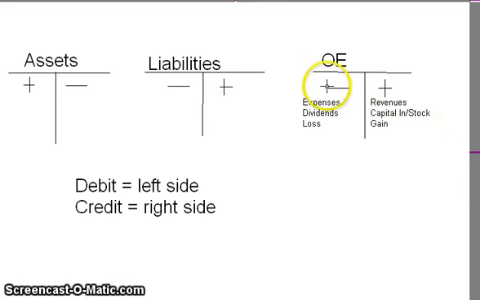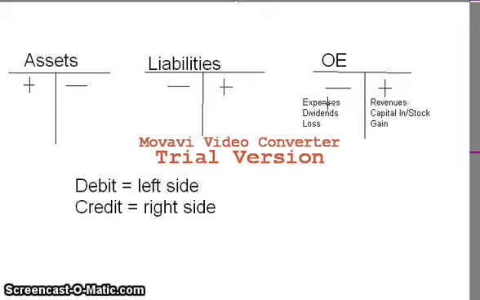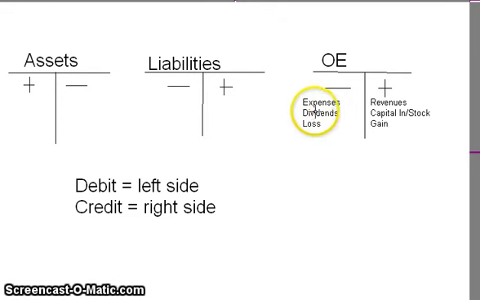Now on the flip side, things that are going to decrease your value in the business: if you've got expenses, which of course you'll have because you have to have expenses to run a business, they're going to be decreases to the value of your business. Dividends. Dividends are when you pay out to the owners. That's going to decrease the value of your business because it's money coming out of your business. Any losses are also going to decrease the value in your business.